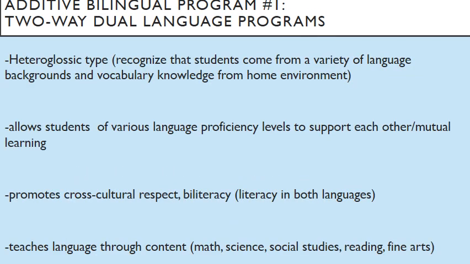So additive bilingual programs are heteroglossic in nature. So that means you have students from various language backgrounds and various language levels. So we discussed that half the class will be native Spanish speakers and the other half will be native English speakers. But you also have students of various language proficiency levels within those groups, because some students will have more academic language that they're exposed to at home compared to other students. And so students will enter with different language proficiency levels and, of course, different native languages.